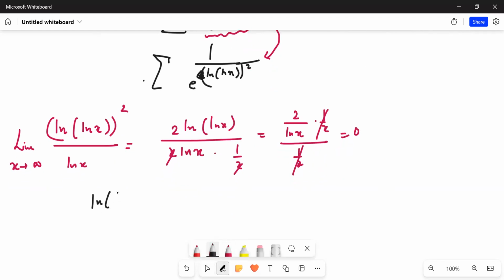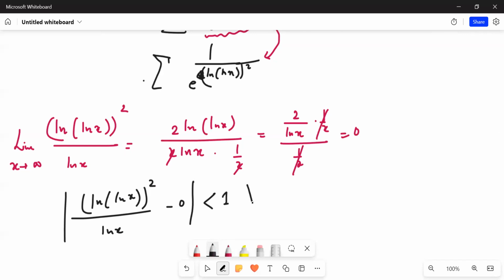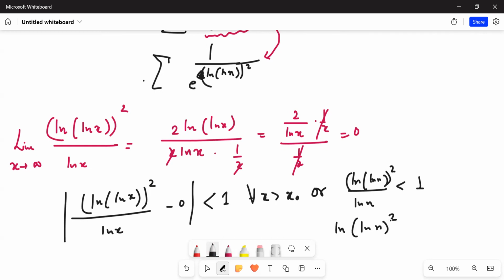ln of ln x whole square divided by ln x minus 0 mod can be made less than epsilon or less than 1 for all x greater than some number, let's say x naught. Or in other words, if I'm talking about n naught, I can write that ln of ln n whole square upon ln n can be made less than 1. So basically it implies that ln of ln n whole square is less than ln n.